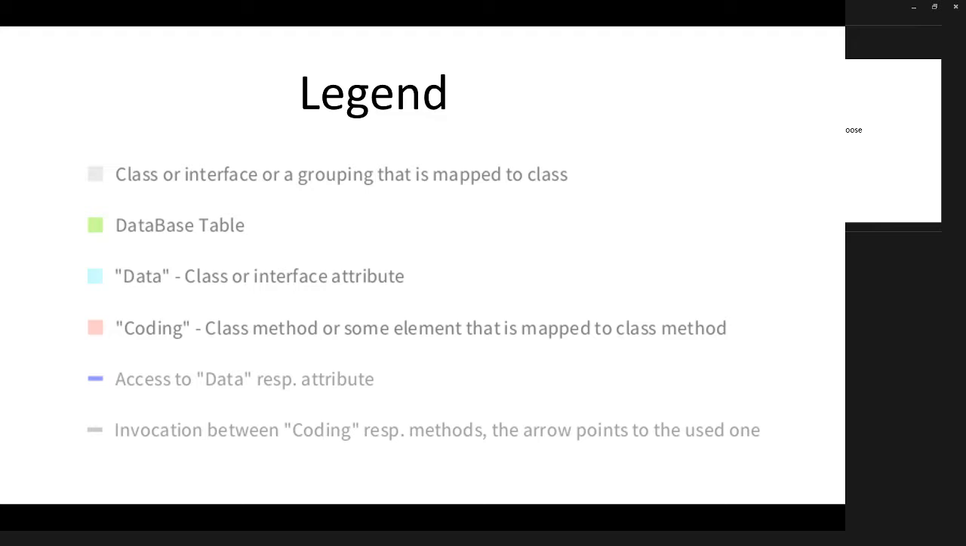Then these blue lines are access to data. And the gray lines are invocations of methods. If a coding asks another coding something, and the error goes to the code that is called. Which code is used?